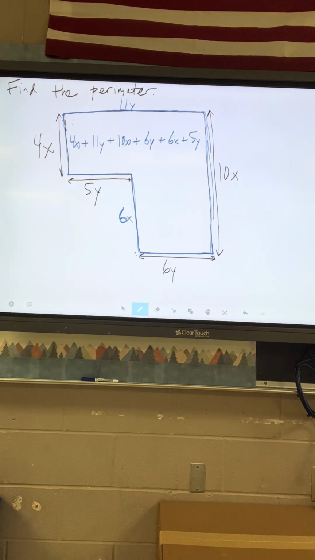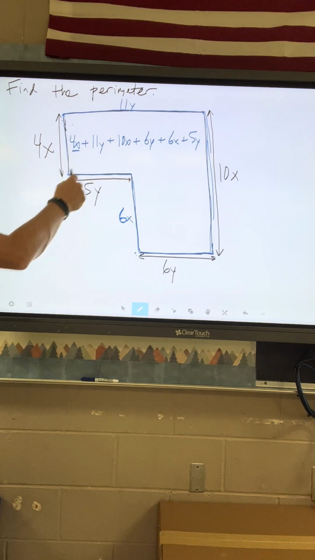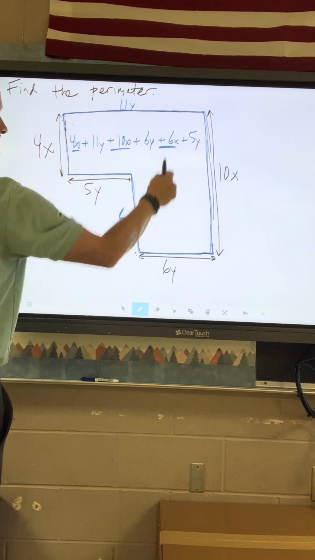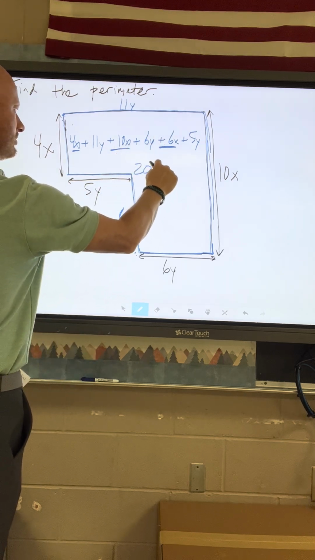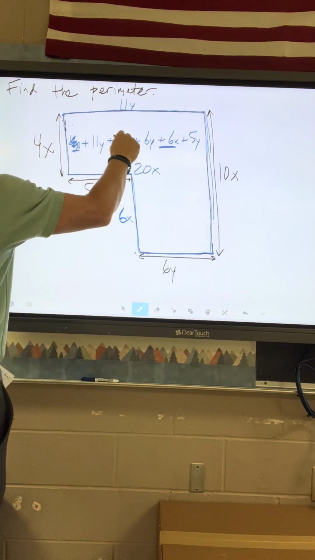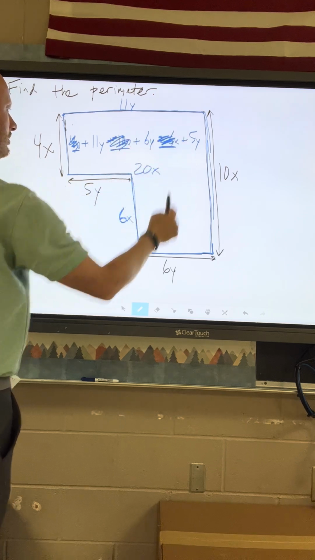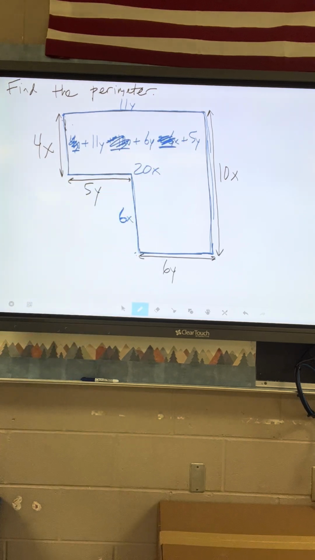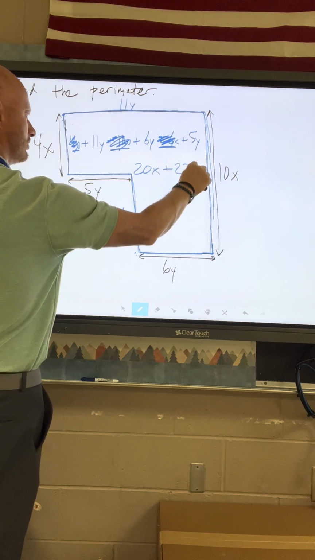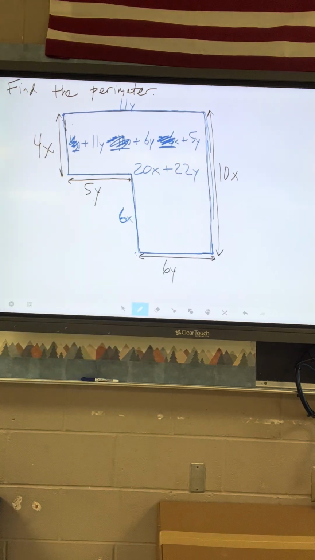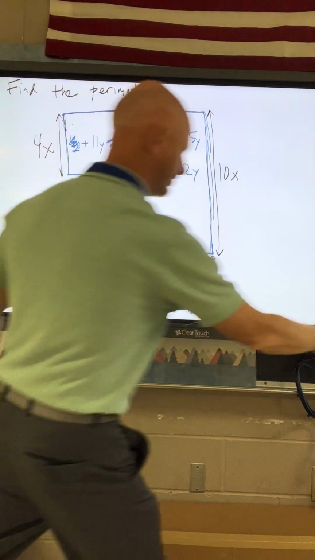And I think you know at this point what we have to do. We've got to combine those like terms, right? So we'll take 4x plus 10x plus 6x. What's that going to give me? Well, 4 plus 10 gives me 14. 14 plus 6, 20x. Okay, so these are all combined here. Don't need to worry about those anymore. And now let's take all of our y terms. All right, so 11y plus 6y, 17y plus 5y gives me 22y. Okay, there's our perimeter.